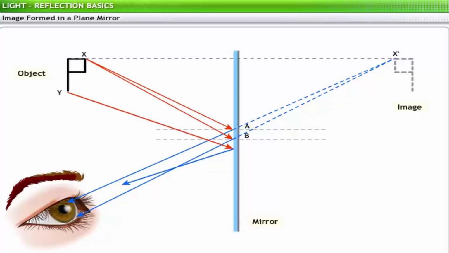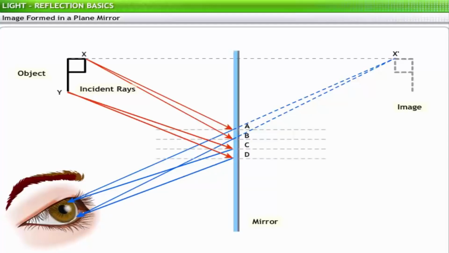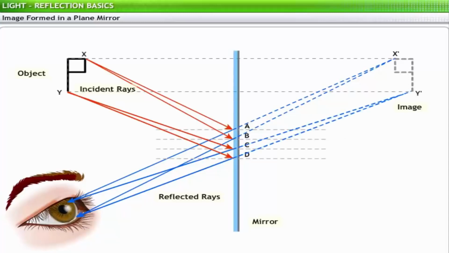Consider one more point Y on the object. A light ray from Y on the object is incident on the mirror at C, and the reflected ray travels to the eye. Similarly, another ray from Y on the object is incident on the mirror at D, and is reflected to travel to the eye. Like the two rays from A and B, the two reflected rays from C and D are divergent, and when extended beyond the mirror, meet at Y dash. Thus, Y dash is the image of point Y on the object.